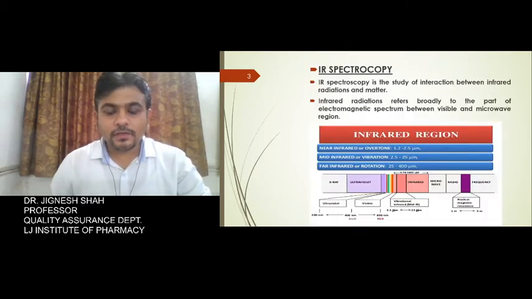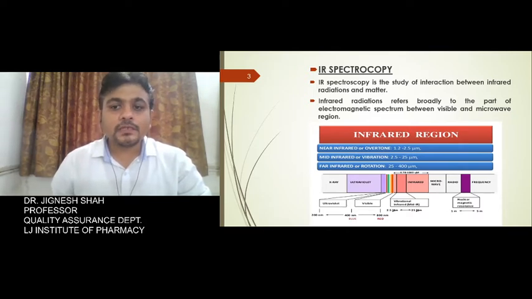So before starting with the principle, we should know what is IR spectroscopy. IR spectroscopy is the study of interaction between infrared radiation and matter. So the sample will be reacting with the infrared radiation. This infrared radiation is broadly classified depending upon its wave number.